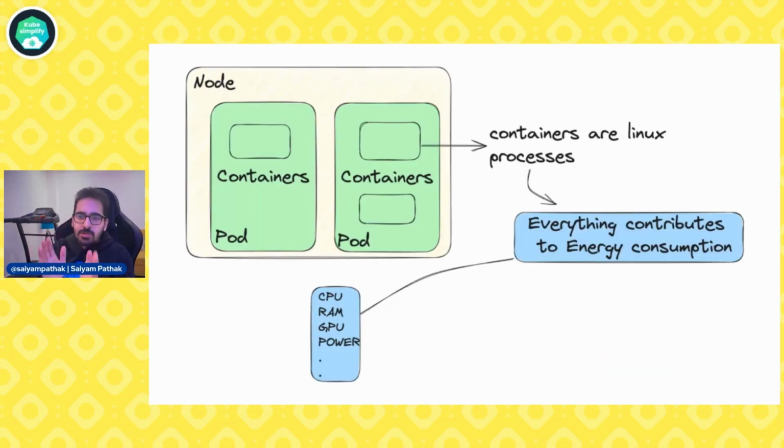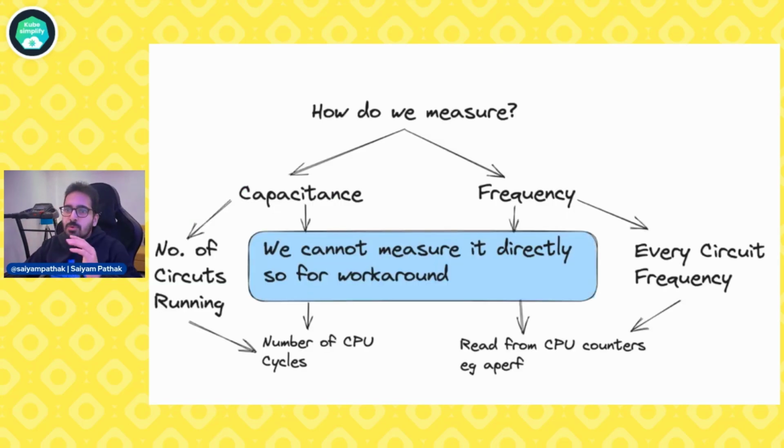So you can see there is a node. Every node has some pods running on it, and every pod has some containers running on it. And containers are nothing but just a Linux process, with Linux namespace isolation and stuff like that. Everything that is running as a process contributes to the energy consumption, because CPU, GPU, RAM, power, everything is contributing over there.